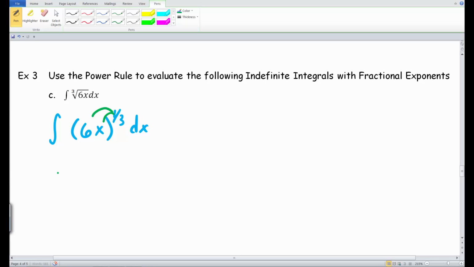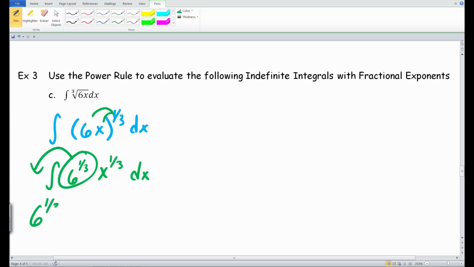And when we do that, we end up then with the integral of 6 raised to the 1/3 power times x raised to the 1/3 power dx. Now at this point, really this 6 raised to the 1/3 power is just some constant. So what we can do with him, just like with derivatives, we can throw this constant in front of this integral. And when we do that, we end up with 6 raised to the 1/3 power times the integral of x raised to the 1/3 dx.